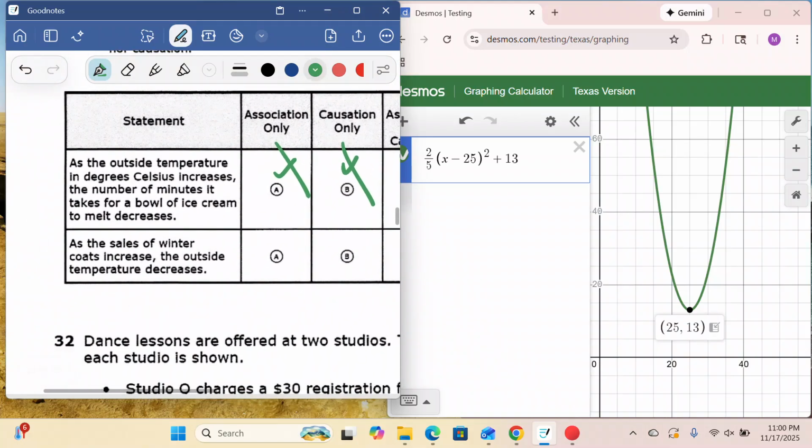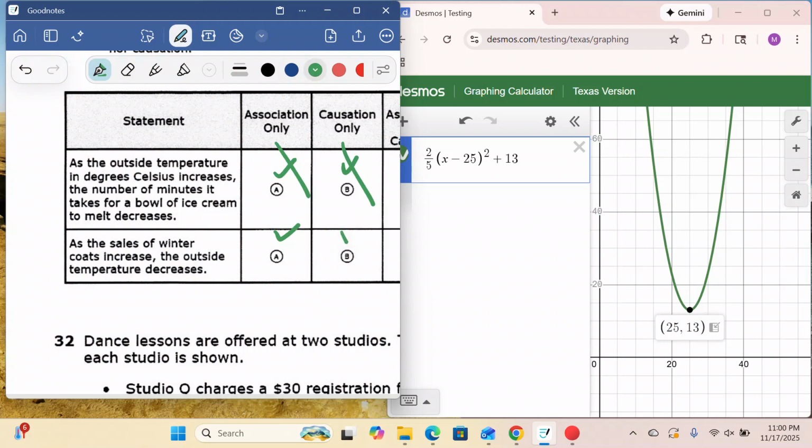As the sales of winter coats increase, the outside temperature decreases. So once again, temperature decreases, so automatically the winter coats increase. That is not true because in Harlingen, the temperature can decrease, and depending on the people, the winter coats can increase or decrease. So it's not consistent with the temperature. It's not like you're cooking something or you're driving. It's not consistent. So yes, they are associated with each other.